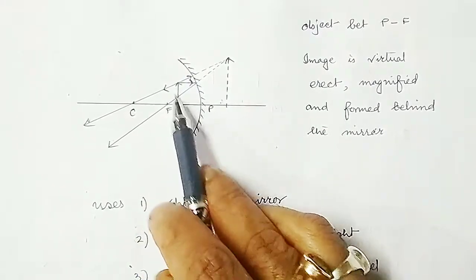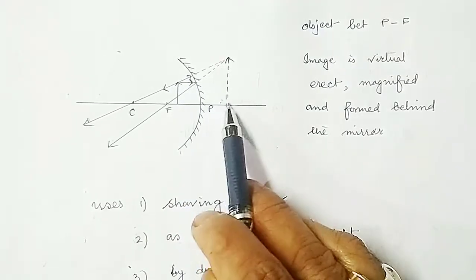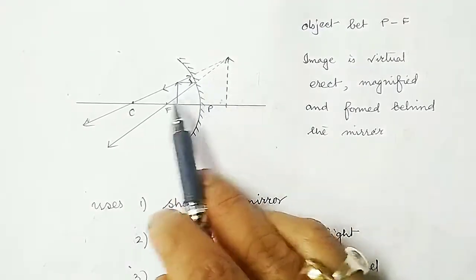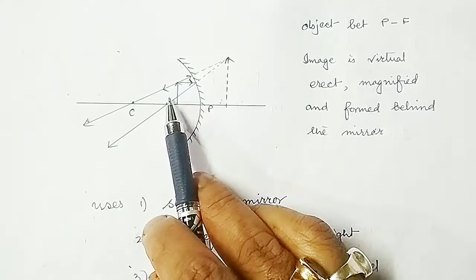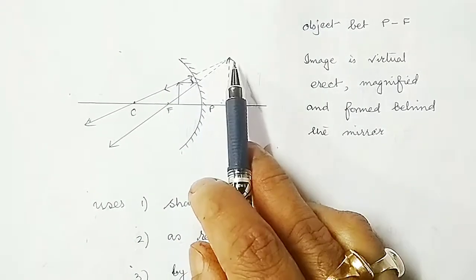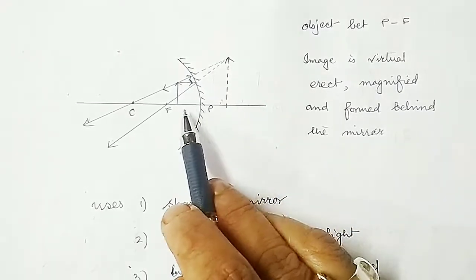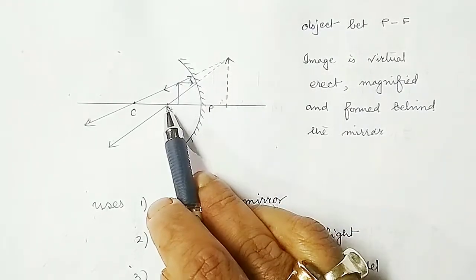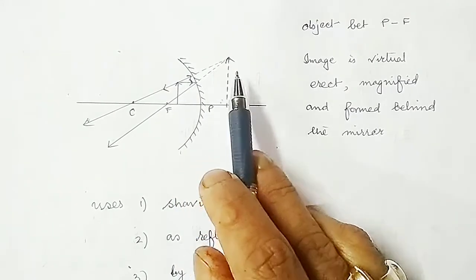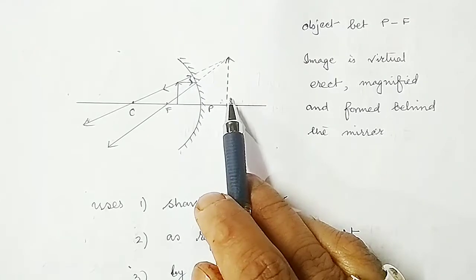If we produce these two reflected rays in the backward direction, we are going to get the image. Since rays are not really meeting, they appear to come from this point. That means the image that will be formed is virtual. So, when the object is kept between pole and the focus, the image that will be formed will be a virtual image. It will be erect because virtual images are always erect.